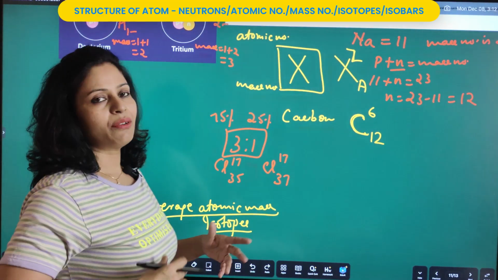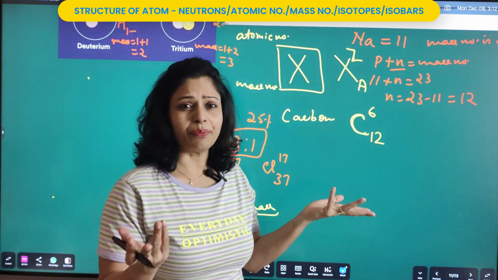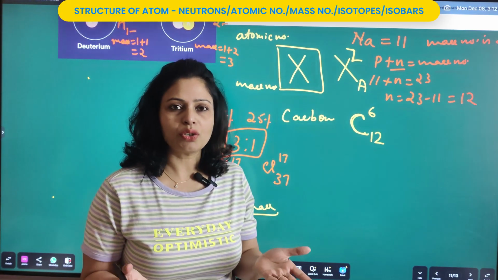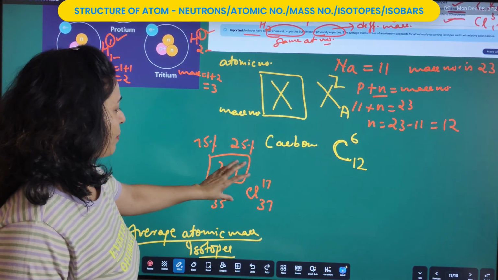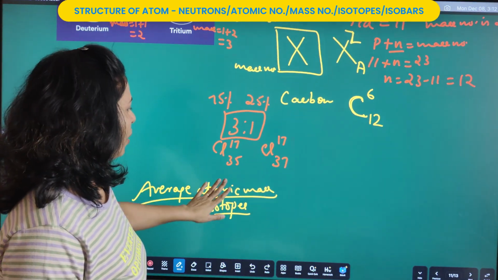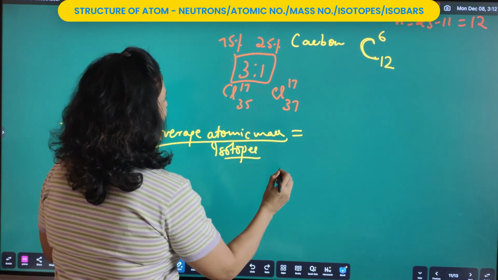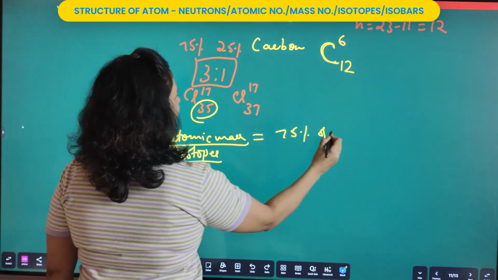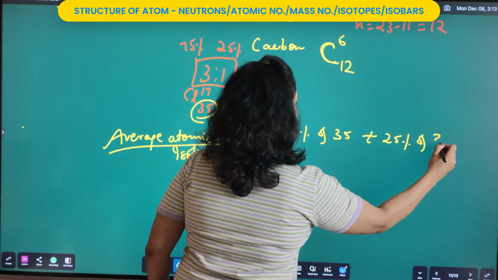But if there is a normal element, suppose sodium, the atomic mass will be equal to the number of protons plus neutrons. There is no need to find the average atomic mass. But in the case of isotopes, since they are present in different compositions, different percentages, we have to find the average. We take the percentage of this isotope with atomic mass 35 plus 25% of atomic mass 37.